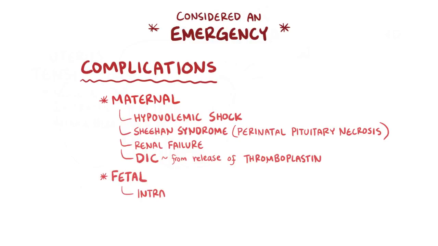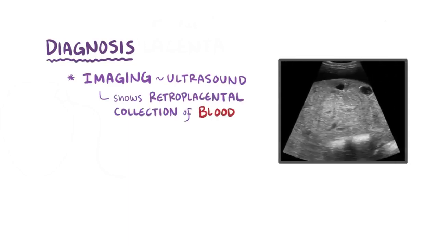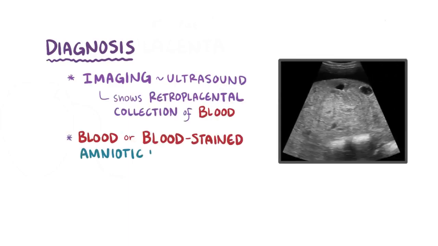Fetal complications include intrauterine hypoxia and asphyxia, because the fetus is no longer receiving adequate placental perfusion. And finally, there's an increased risk of premature birth. Generally, a diagnosis is made based on imaging. Typically, an ultrasound will show a retroplacental collection of blood. Also, blood or blood-stained amniotic fluid might come from the vagina.